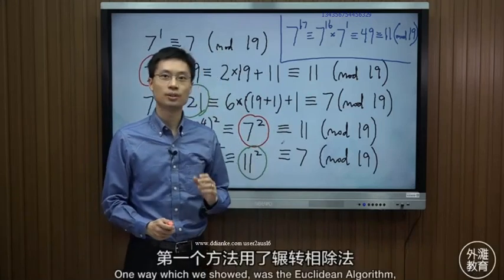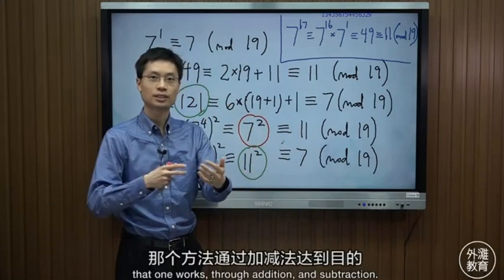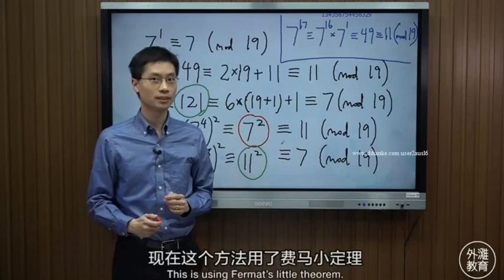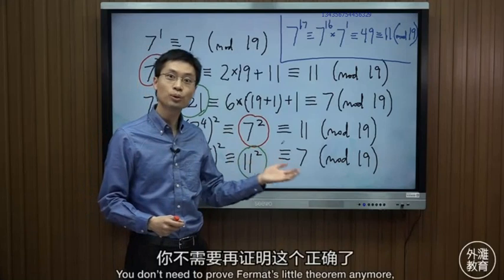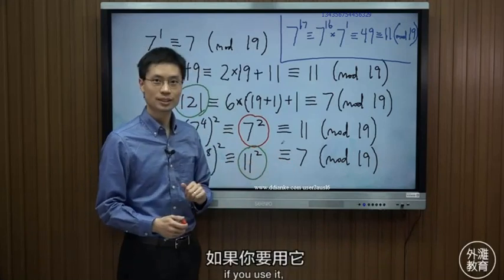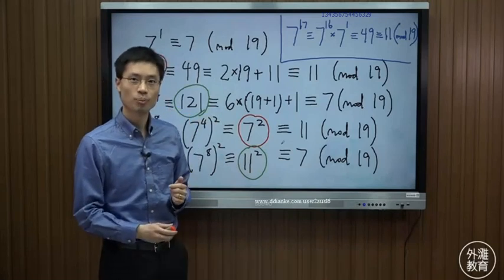One way which we showed was the Euclidean algorithm. That one works through addition and subtraction. This is using Fermat's little theorem. You don't need to prove Fermat's little theorem anymore. It's already been proved. If you use it, it just goes by straight multiplication all the way through.